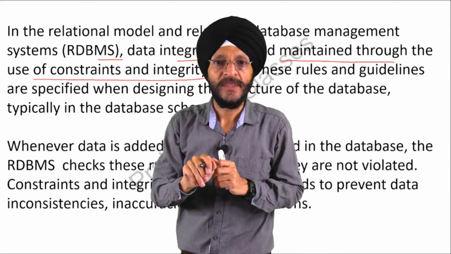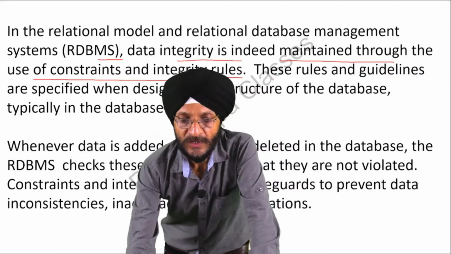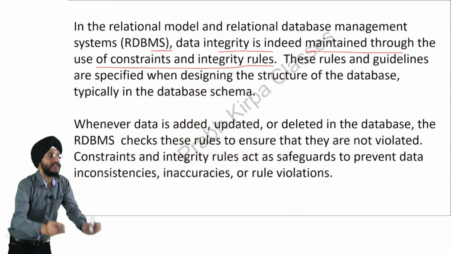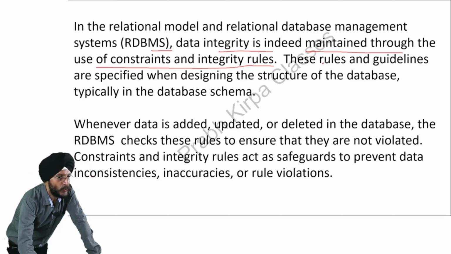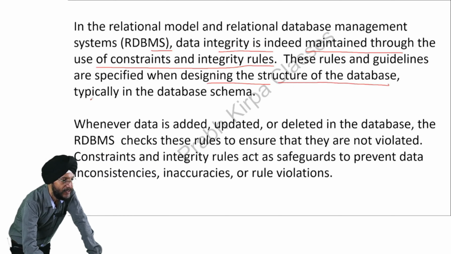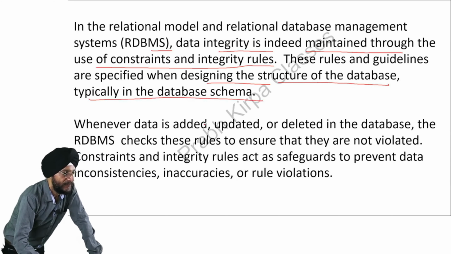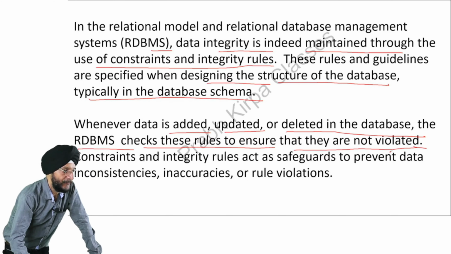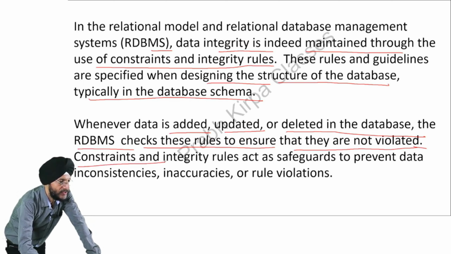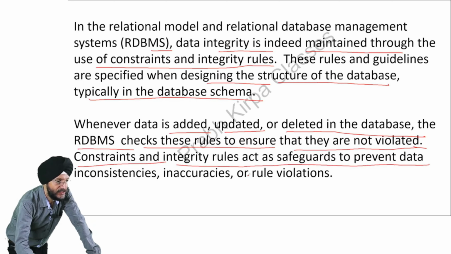In the same way, these types of constraints and integrity rules in the relational model ensure data integrity. These rules and guidelines are specified when designing the structure of the database, typically in the database schema. Whenever data is added, updated, or deleted in the database, the RDBMS checks these rules to ensure that they are not violated. Constraints and integrity rules act as safeguards to prevent inconsistencies, inaccuracies, or rule violations.